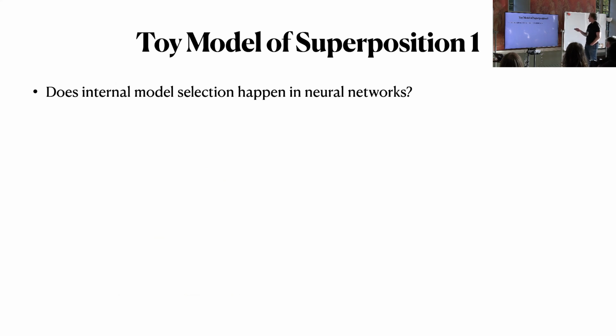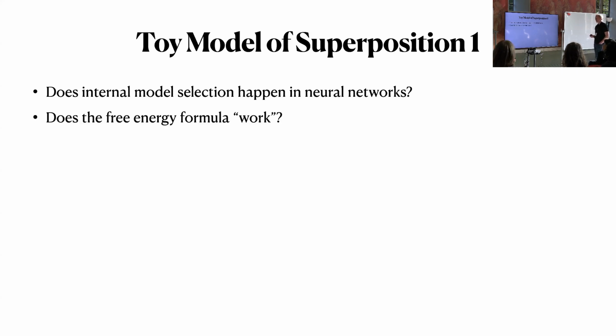Okay, the question, so I'm going to dwell mostly on this paper, TMS1. Does this internal model selection process actually happen, or is it just some theoretical thing? And if it does happen, do the phase transitions actually work? I mean, do they actually happen at the right n, or roughly the right n as predicted by the theory?